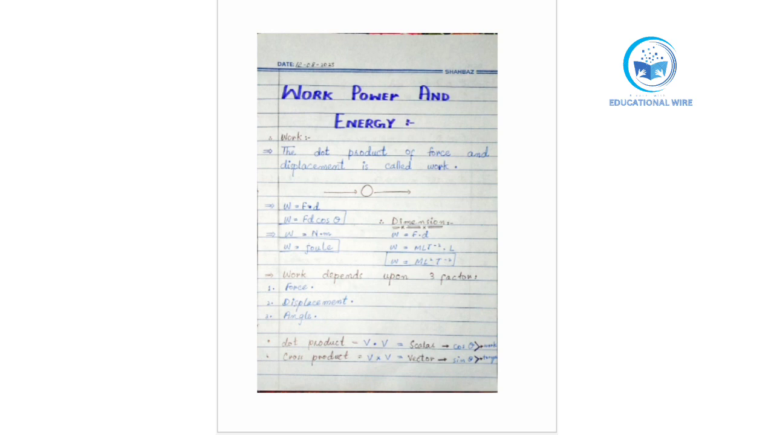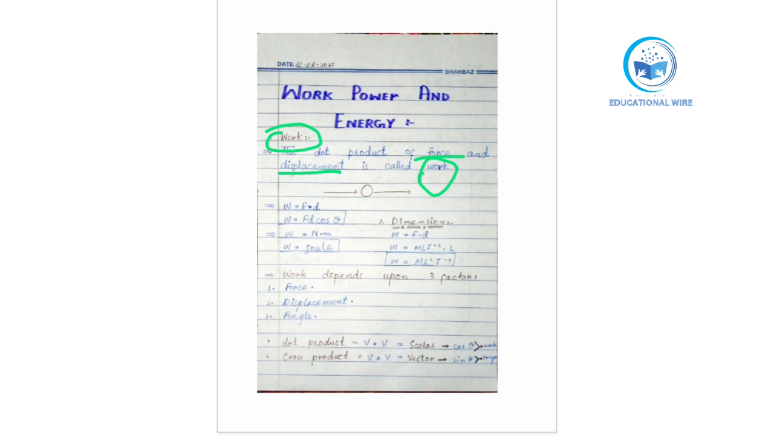So today we will be talking about work, power and energy. First of all, we should know what work is. The dot product of force and displacement is called work. It is the simple definition of work: the dot product of force and displacement is called work.